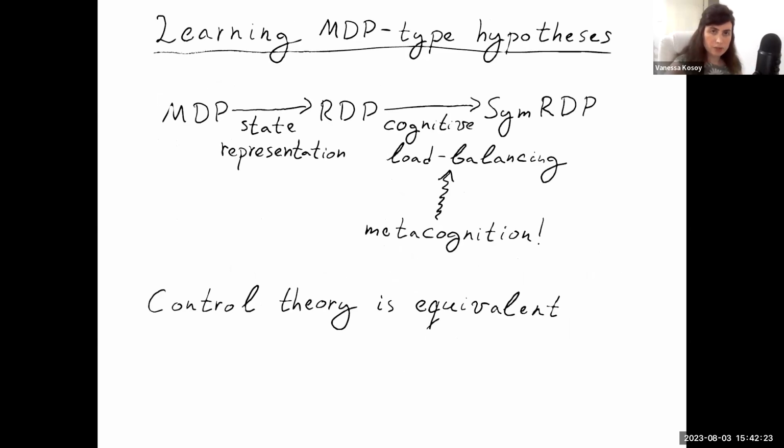So to summarize what we did here, the classical thing is MDP, which assumes a given state representation. When we also want to learn the state representation, we get an RDP. When we go to a symbolic RDP, we're also doing cognitive load balancing. So we're learning which set of programs it would be useful to run in order to use those programs for making predictions and taking actions. And this is a form of metacognition, where we're using a learning algorithm to learn an optimal cognitive load balancing. So the control theory of those objects is equivalent, but their learning theory is quite different.